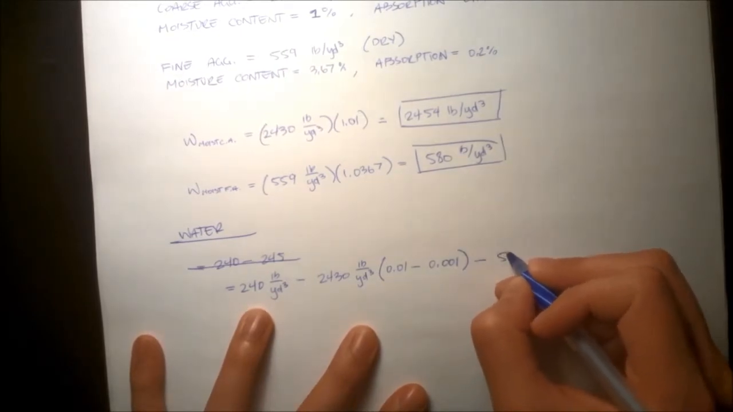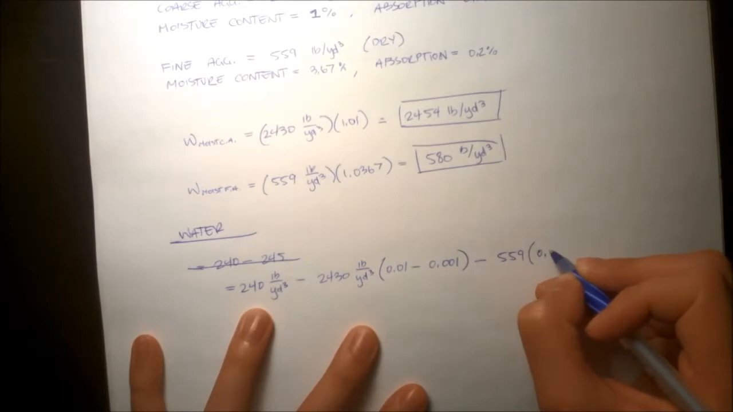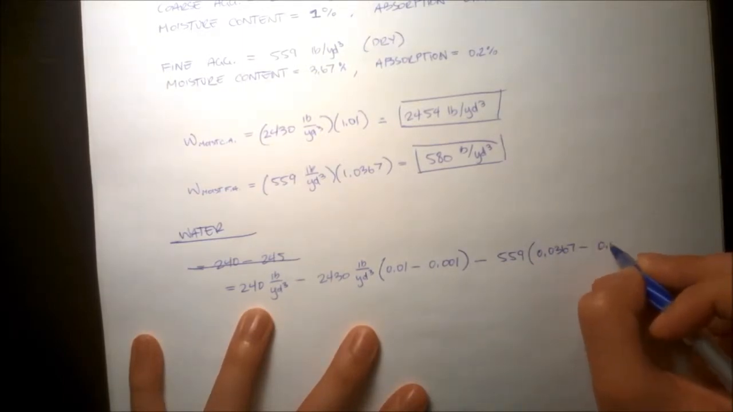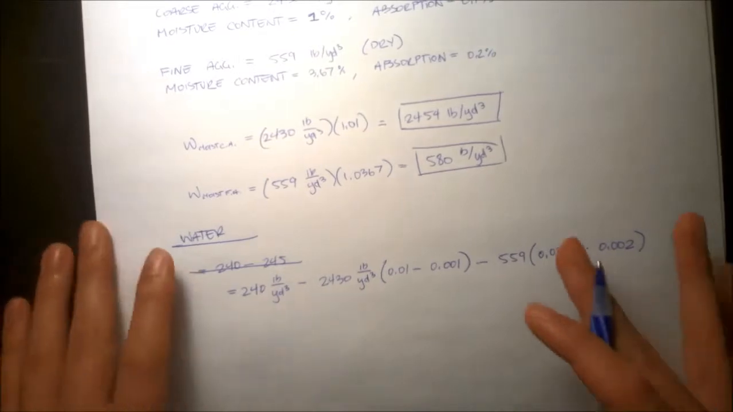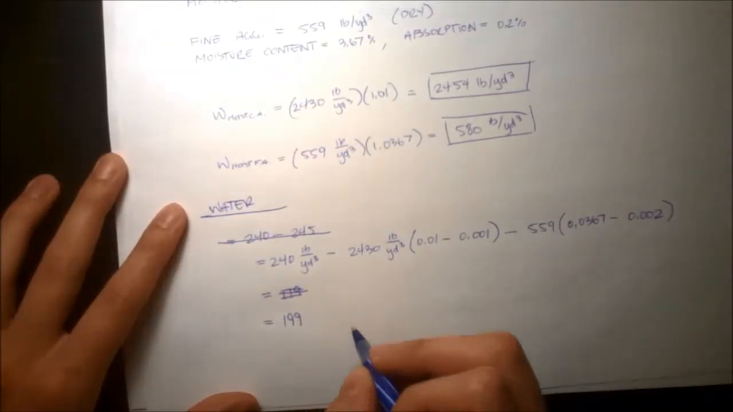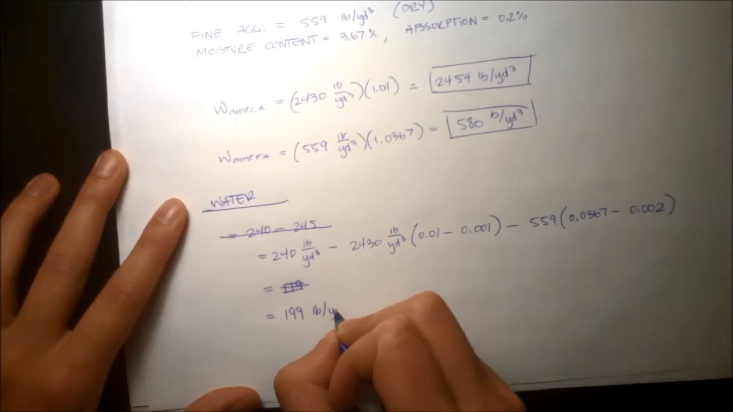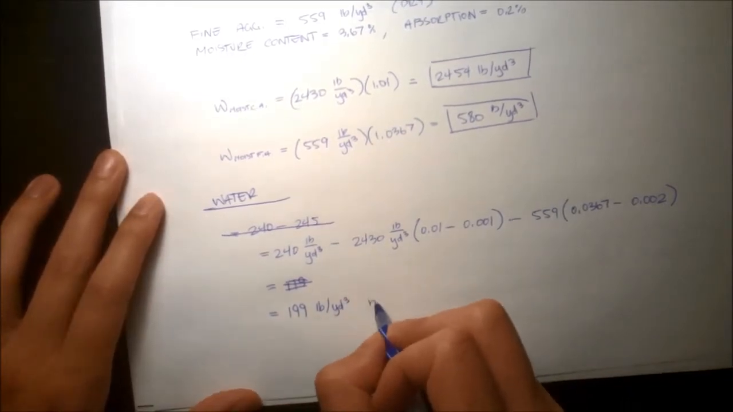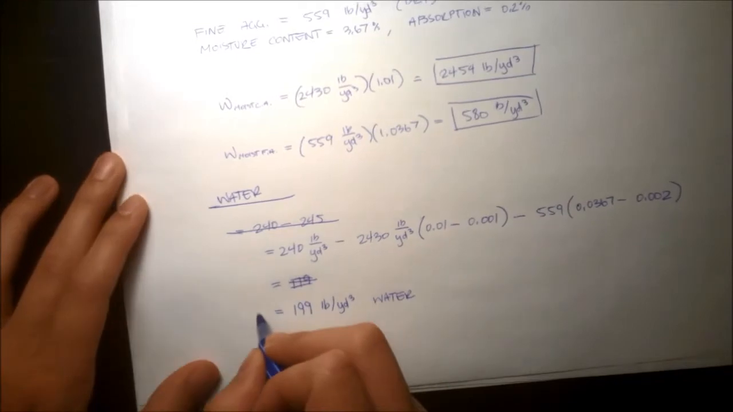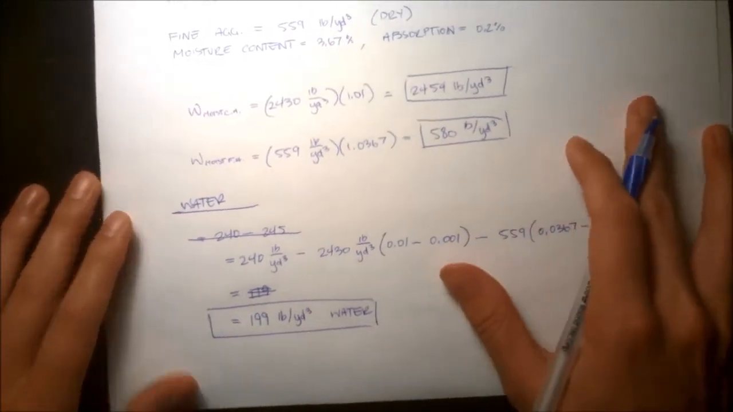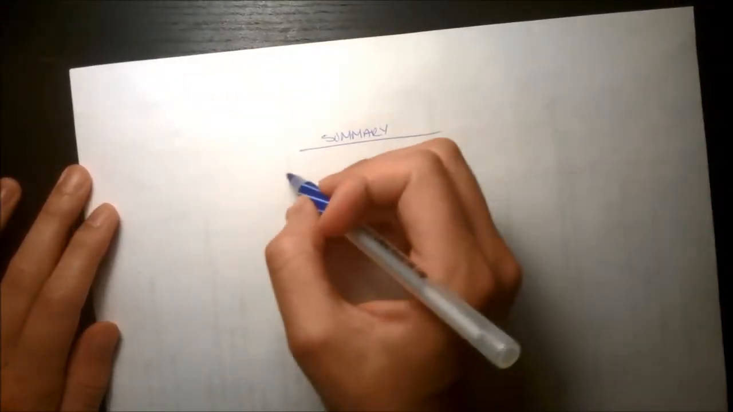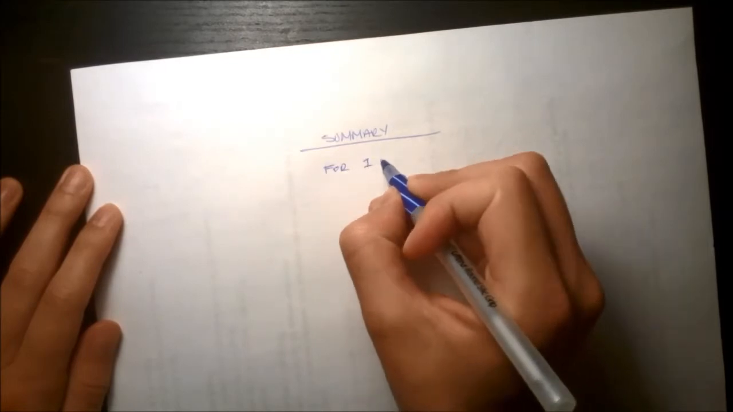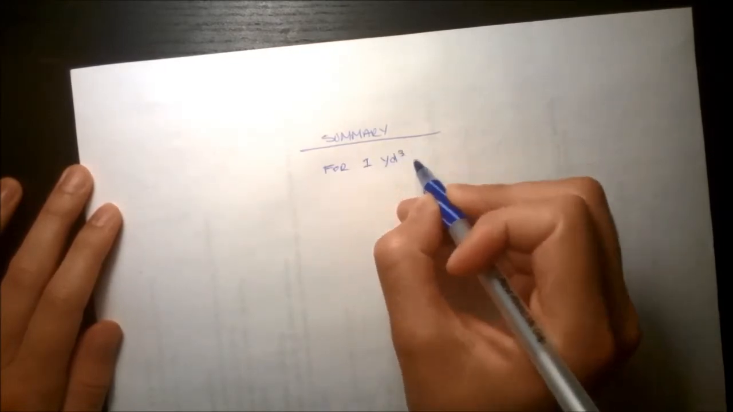We'll do the same thing for the fine aggregate. We have 559 times 0.0367 minus 0.002. You come up with 199 pounds per cubic yard of water. And from here, that's the end. So we have a summary of the values. Essentially you just say that the ingredients would be for 1 cubic yard of concrete.